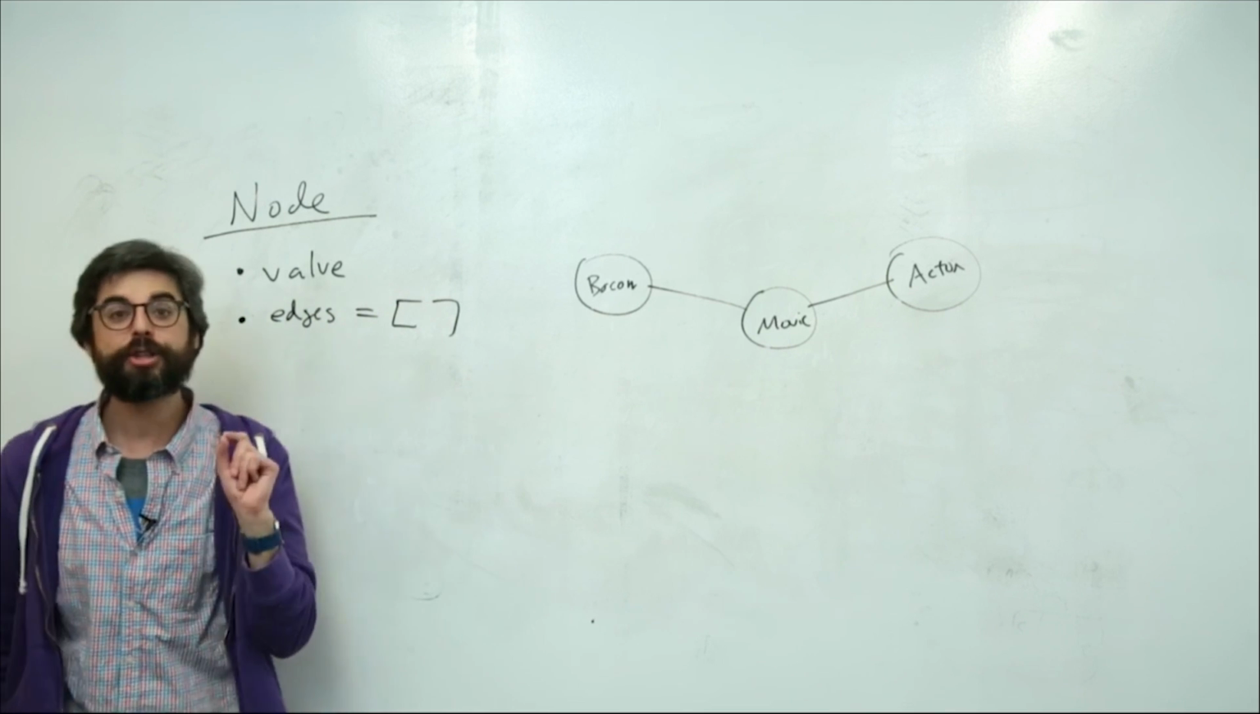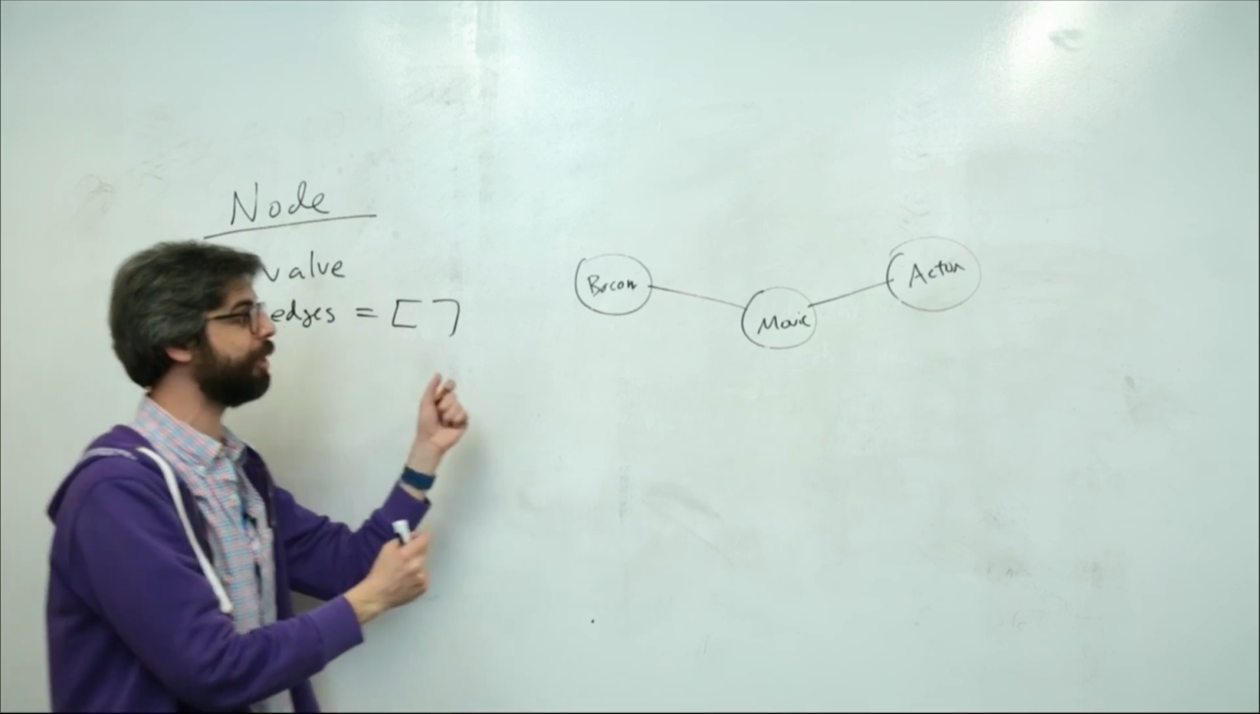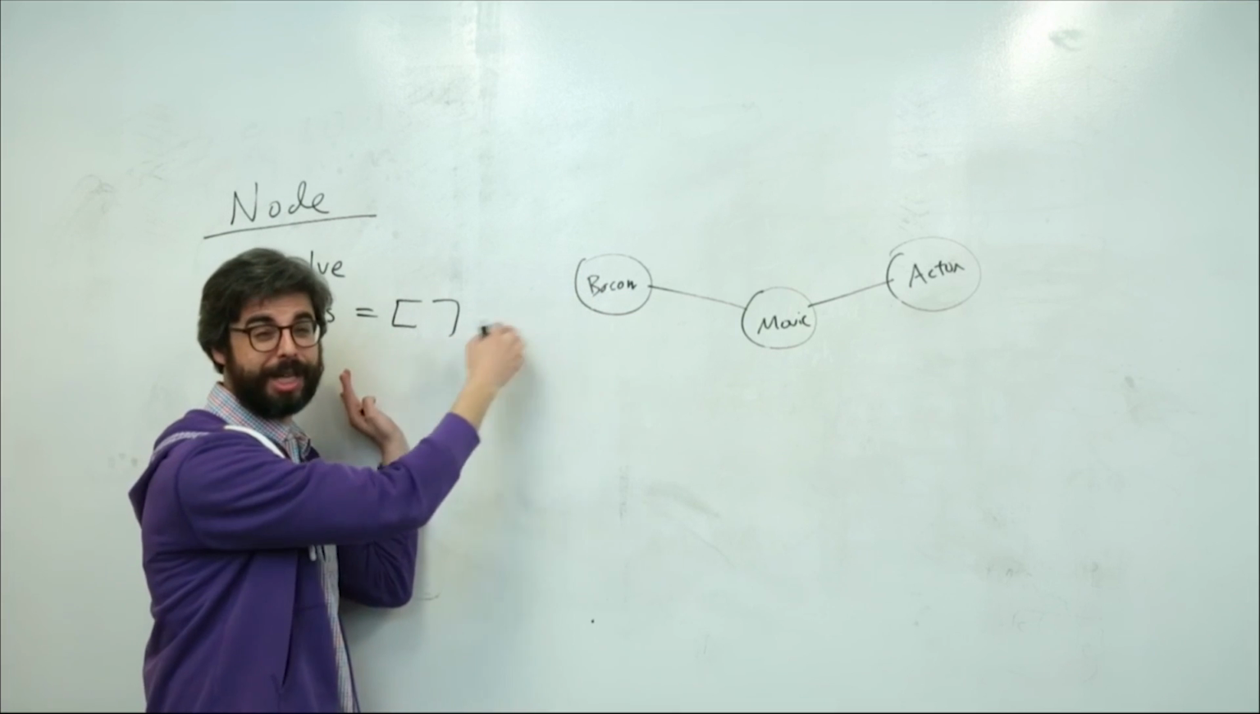Now, at its core, this is very similar to my binary search tree that I mentioned, where each node just has a left and a right. But here, each node could have just 1 connection, 0 connections, or 10 connections.